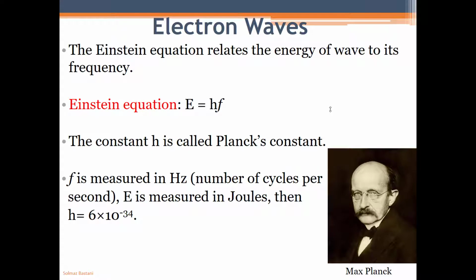Okay, so the Einstein equation that you can see here, E = hf, relates the energy of such a wave, meaning the wave of an electron, to its frequency. Now, E is the energy, f is the frequency, and h is something that we call Planck's constant. It is named after Max Planck, the scientist. Frequency is measured in hertz, which is similar to all the frequencies that you know. It's the number of cycles per second. E is measured in joules. And Planck's constant is 6 times 10 to the power of negative 34.